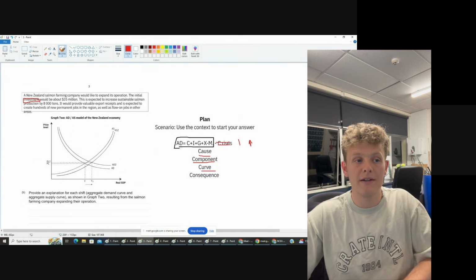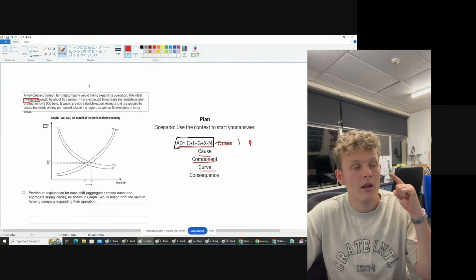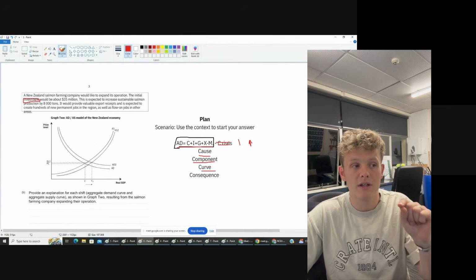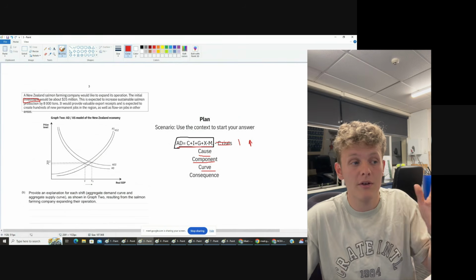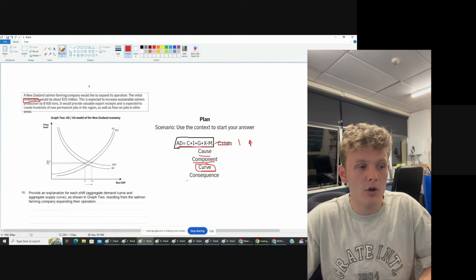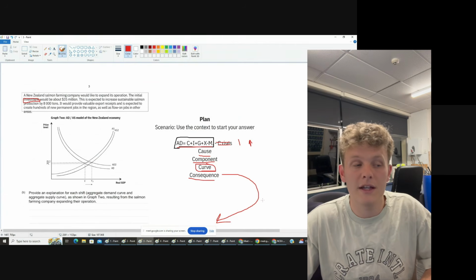State the equation. AD equals C plus I plus G plus X minus M. Lock that in. Because there is an increase in I, there is an increase in AD. This is shown on the graph as an increase in AD from AD to AD2. That's our curve. And then consequence, again, we're going to bring that back and talk about it after we talk about our AS curve.